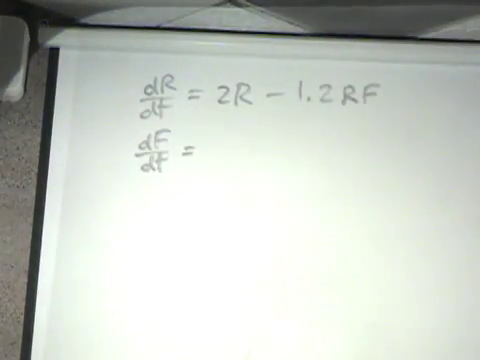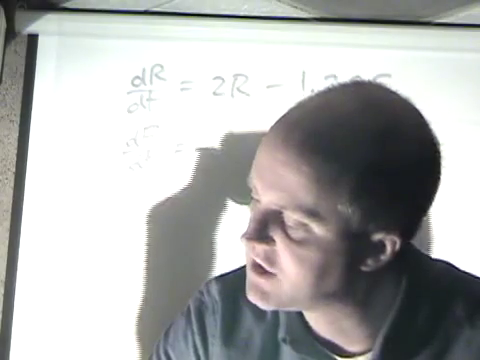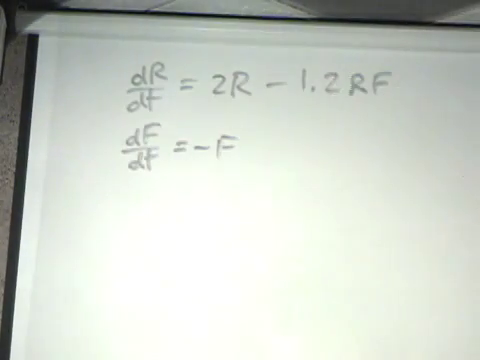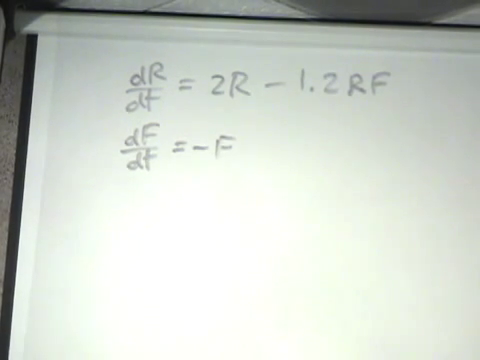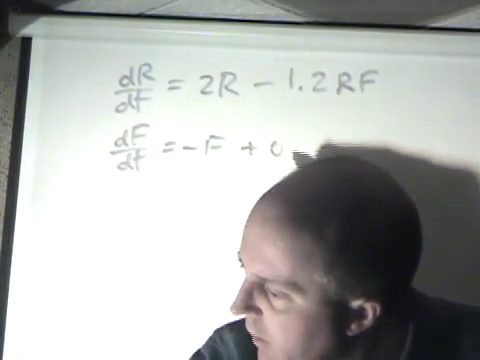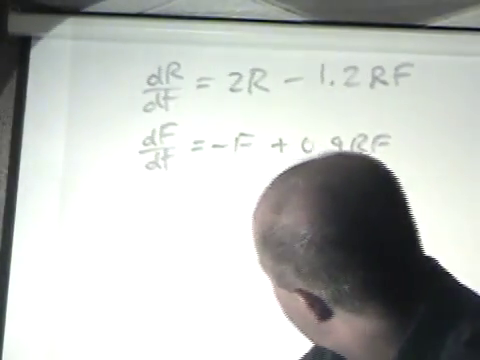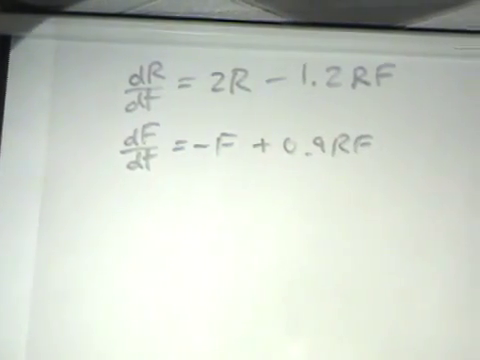The fox population differential equation, df dt, has exponential decay for the fox population if the rabbit population is absent, so I have a negative f term. But then the rabbit-fox interaction is good for the foxes, and so it tends to increase their growth rate. We have a positive 0.9 RF for the interaction term.